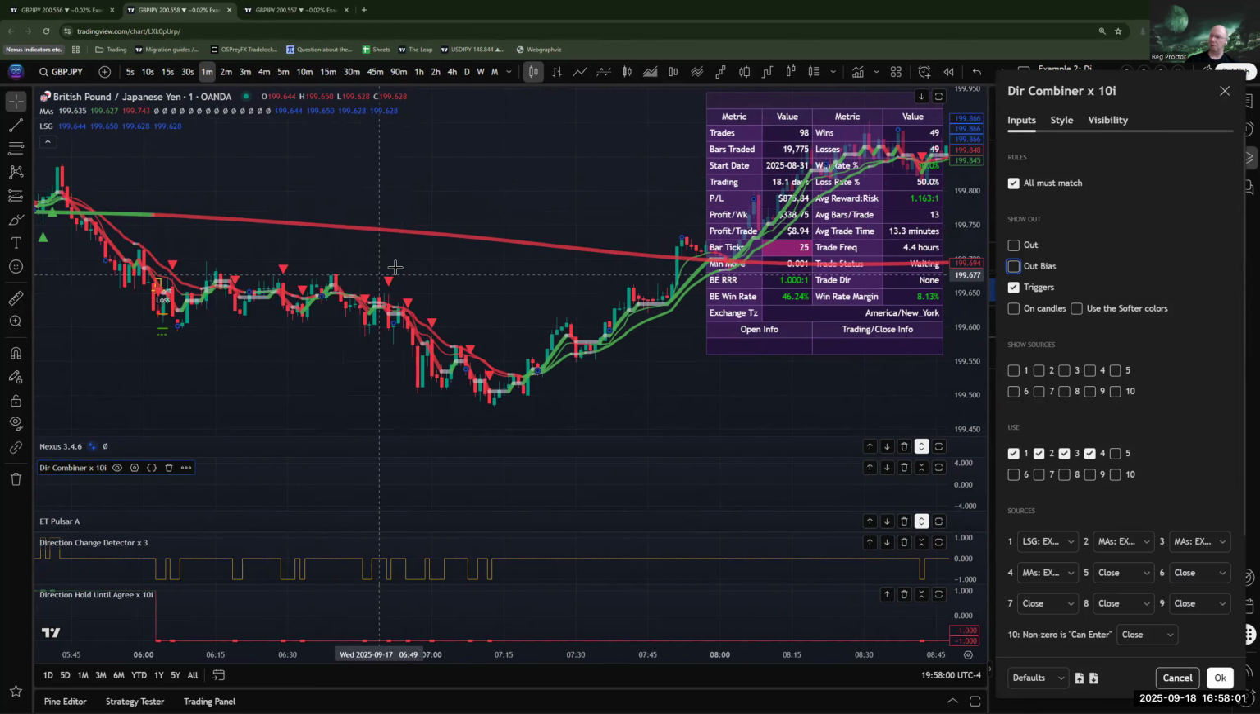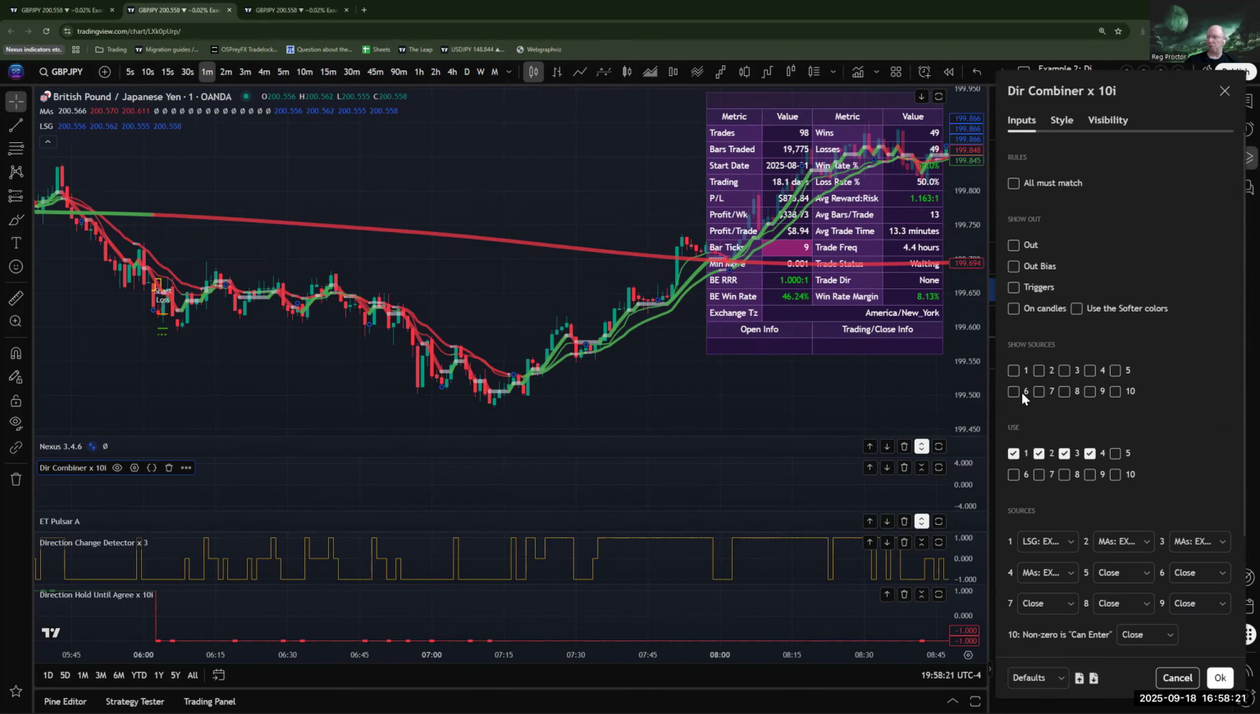Yeah, so probably as soon as they all agree, you're getting a trigger signal. So there you go. You can change the candles color to match if you want, but that's about it. If you don't have all agree, then it's simply going to go long when it's positive instead of 0, or short when it's negative instead of 0. So that's the difference between saying all must match or not.